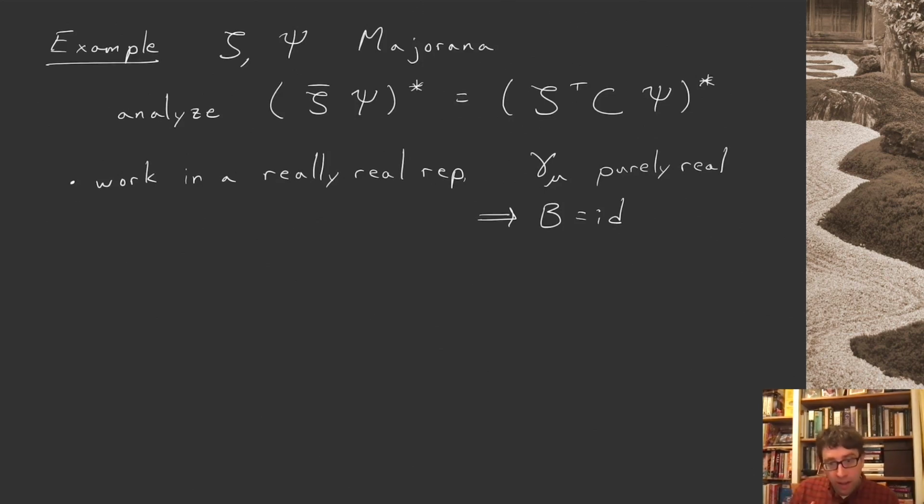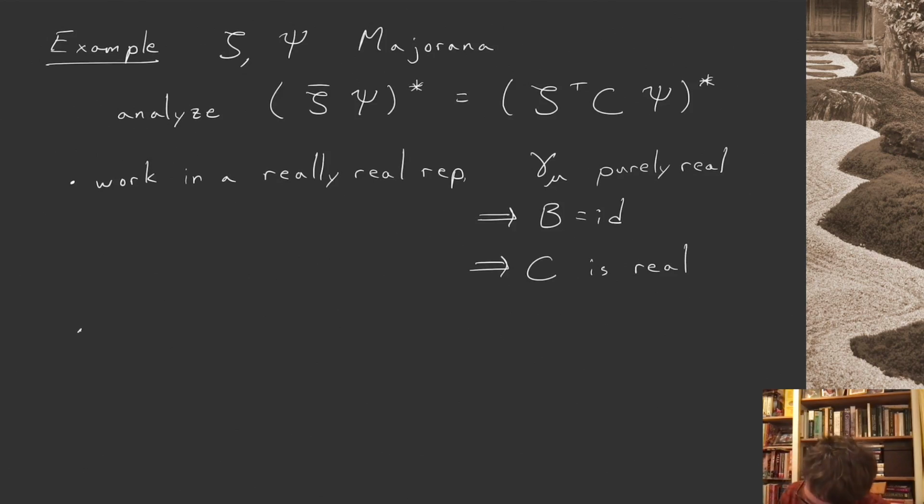But if we choose all our gamma matrices cleverly to be purely real, then we can just consistently choose B to be the identity, and then psi star will be psi. This will in turn imply that C, which is essentially just gamma 0, which is a gamma matrix, which is purely real, that C is also a real matrix. So given that, let's see what happens.